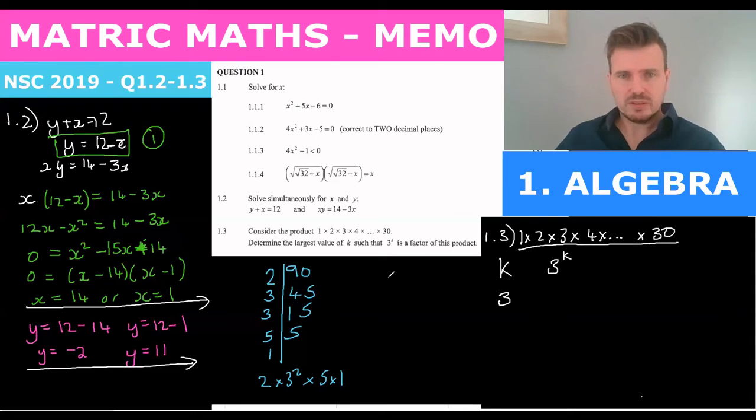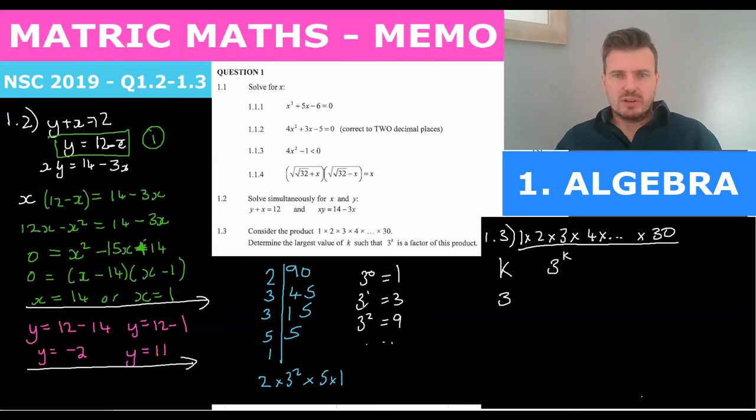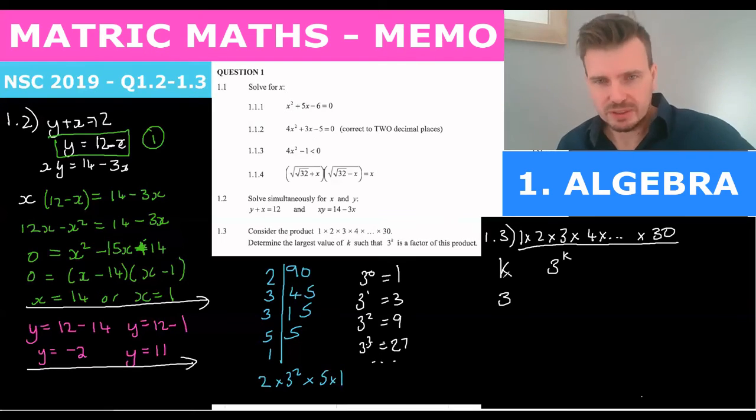So, let's look at 3 to the 0. 3 to the 0 is equal to 1, okay? And 3 to the 1 is equal to 3, and 3 to the 2 is equal to 9, etc., etc. And we could go as many times. We want to know how many times we could go up. 3 to the 3 is equal to 27, and so forth. Now, k could be any of these numbers.